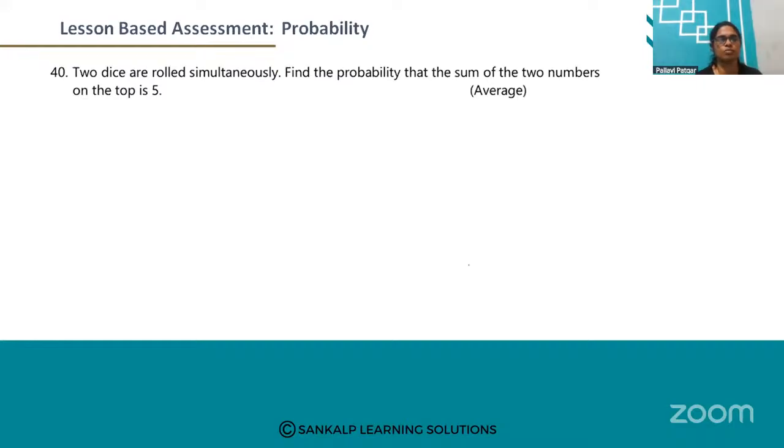Look at question number 40. Two dice are rolled simultaneously. Find the probability that the sum of the two numbers on the top is 5. Here, when two dice are rolled, each die has 6 possible outcomes. So the total number of possible outcomes in the sample space is the product of the outcomes for each die. That is, n of S is equal to 6 into 6, which is 36. Now identify the favorable outcomes. The favorable outcomes are the combinations whose sum is 5.